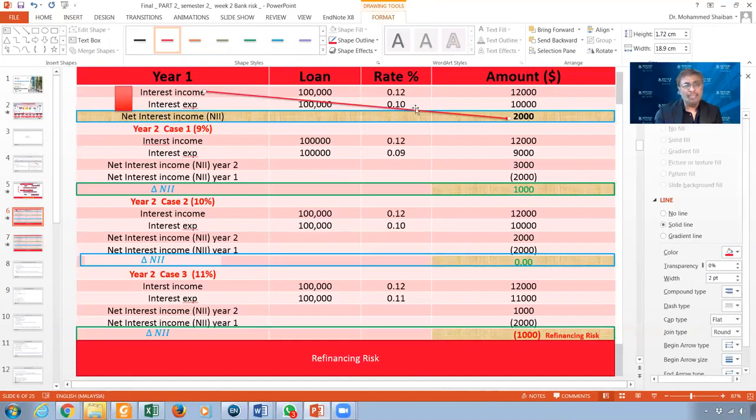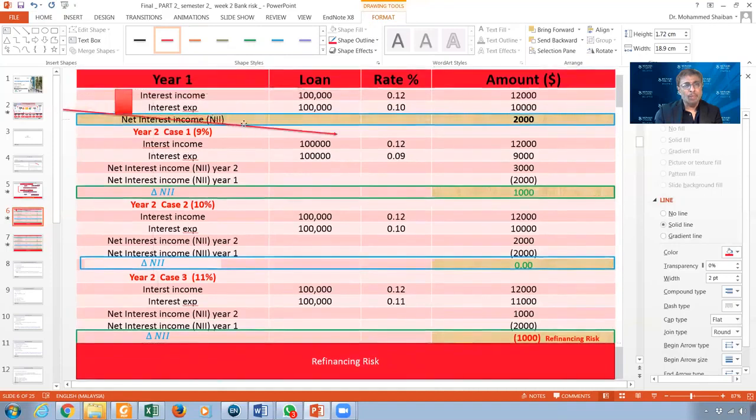Now, what would happen in the second year? In the second year, we are talking now about the deposit, which is the refinancing risk. Now, in the second year, it could drop. And in this case, as you can see, I will make 3,000, which means now I will pay only 9 million and receive 12 million. I get 3 million, while in the first year, I used to have 2 million.